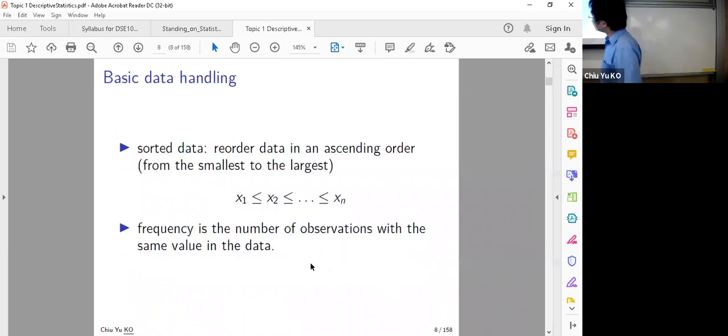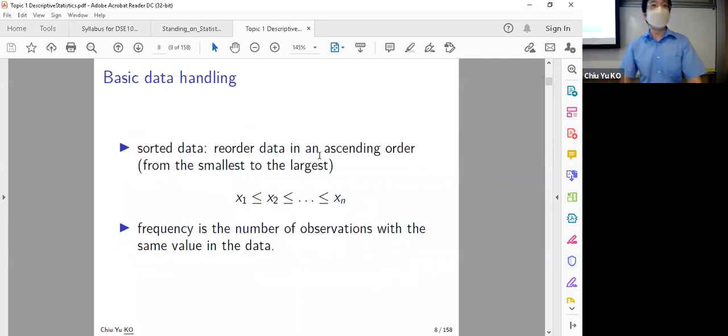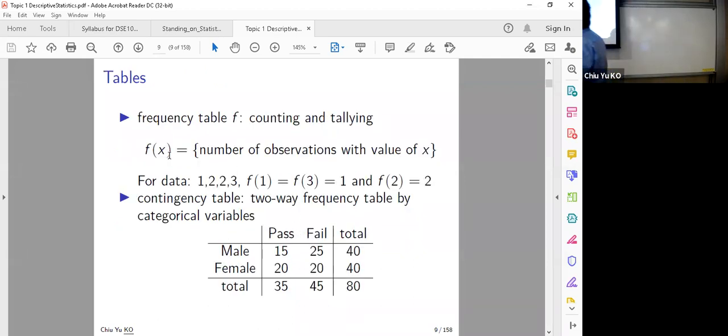The next one is sorted data. For observations 1 to n, x1 to xn, we don't say which is larger or smaller. But sometimes it's very useful to order data from smallest to largest. In Excel, you can easily do the sorting. Why do we do that? Because when you sort, it helps us calculate some dispersion measures, as you will see later. Sorting just means ranking them from smallest to biggest. Frequency I will talk about in the next slide. Suppose the data is 1, 2, 2, 3. The frequency of 1 is 1, the frequency of 3 is 1, the frequency of 2 is 2. This is a tally.